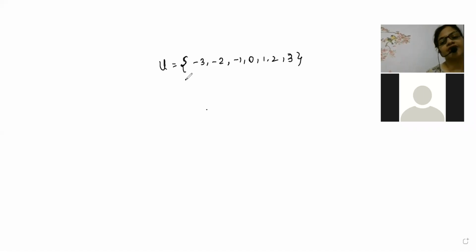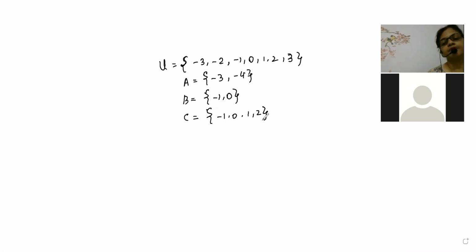Now one set came and said, I am having elements -3 and -4. Another set came and said, I am having -1, 0. Another set came and said, I am having -1, 0, 1, and 2. Then one more set came and said, I am having -3, -2, 0, 1. So that means what?